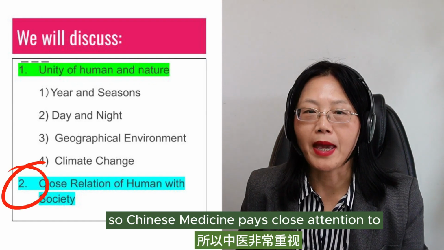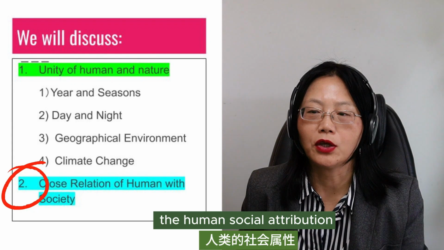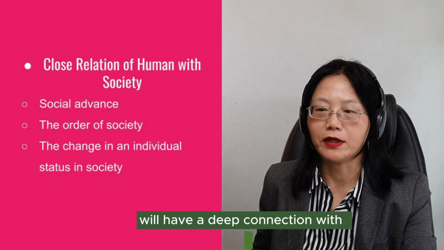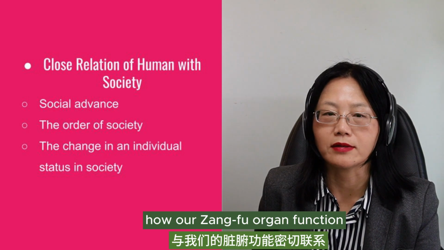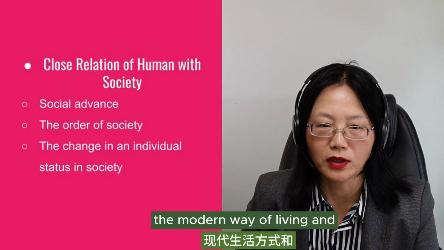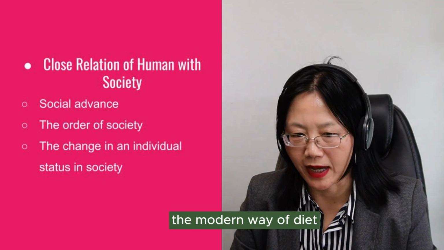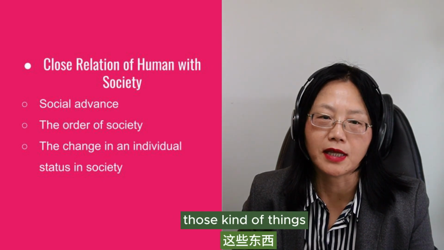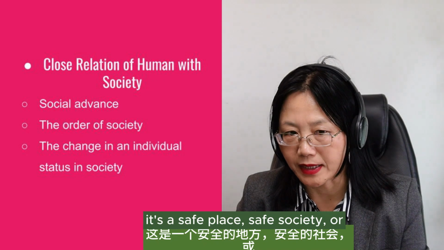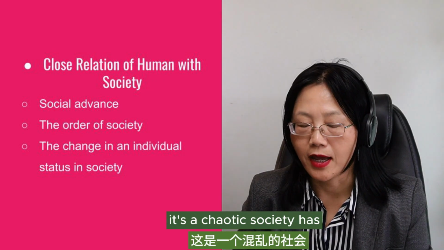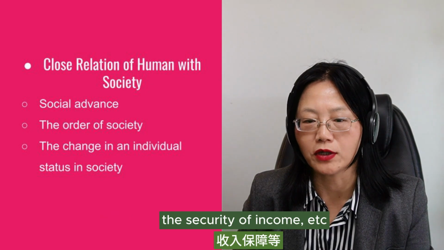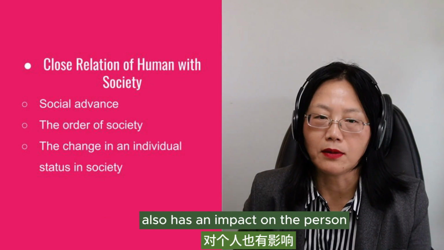Chinese medicine pays close attention to the human's social attribution. The mental activities and the emotions have a deep connection with how our Zang-fu organs function. Other than that, we're looking at social advance, like the modern way of living and the modern way of diet, evolution, etc. Those things have an effect on humans in general. The order of society, whether it's a safe society or a chaotic society, has impact on humans, and also people's personal status, like financial security of income, etc., also has impact on the person.